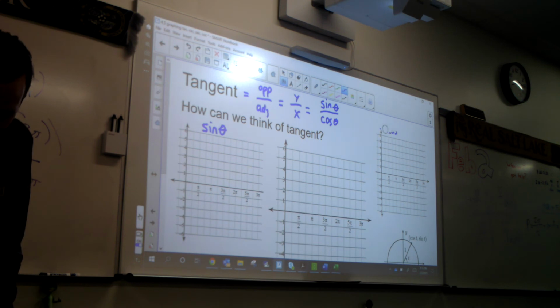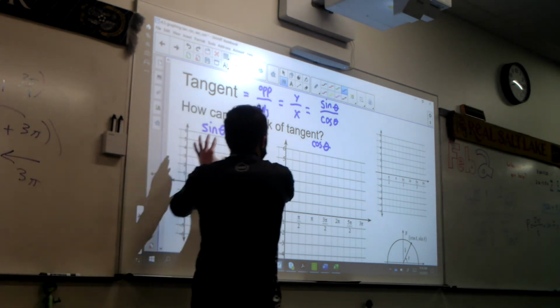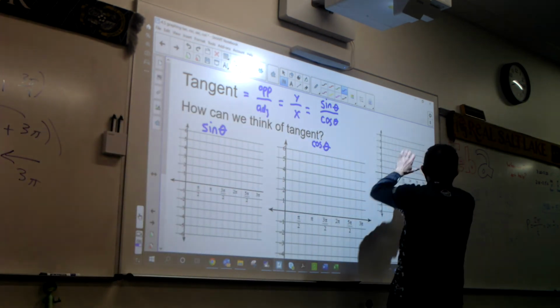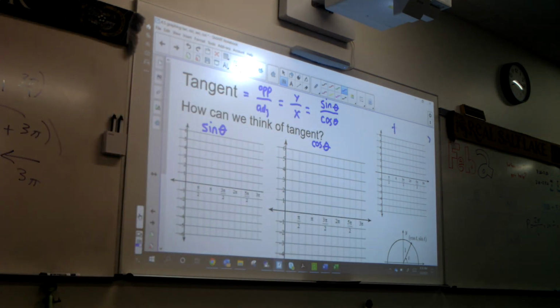Actually, graph cosine in the middle. I made it bigger, but it'll just be easier for us to think these values divided by these values, and then this one will give us tangent over here, okay? So, graph sine and cosine, and then we'll divide those and see how it gives us tangent.